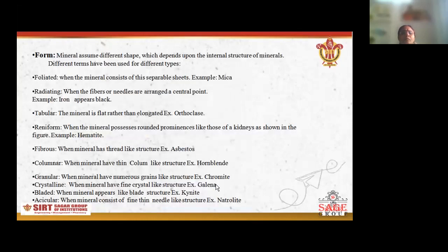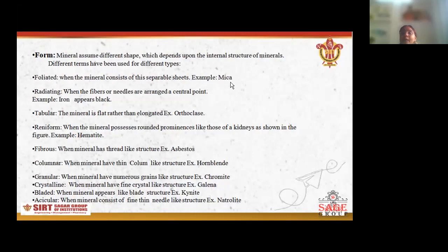Okay. Now the next property is form. Minerals assume different shapes, which depend upon the internal structure of the mineral. Different terms are used for different types of forms. Foliated: when some layers or simple sheets can be separated. The example is mica.